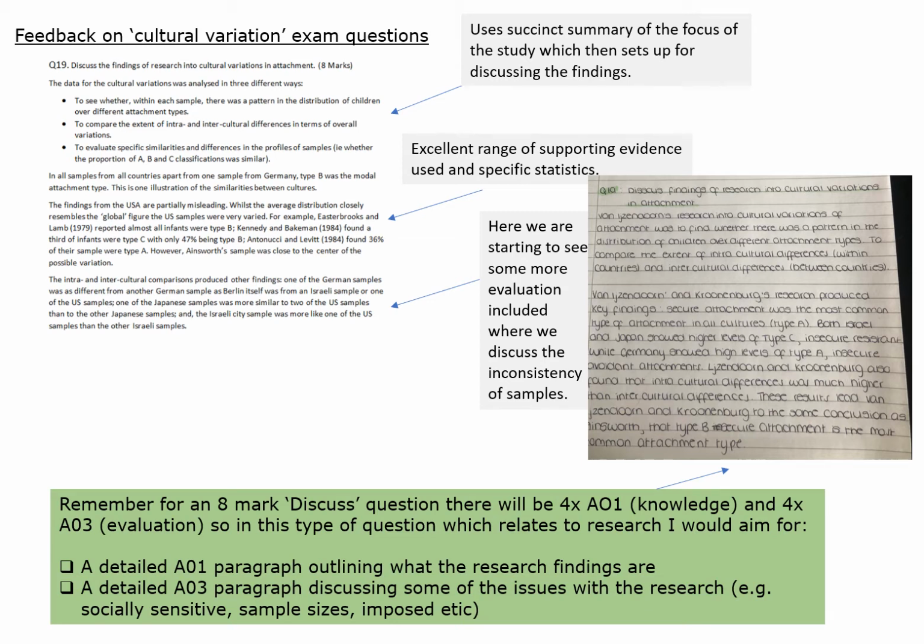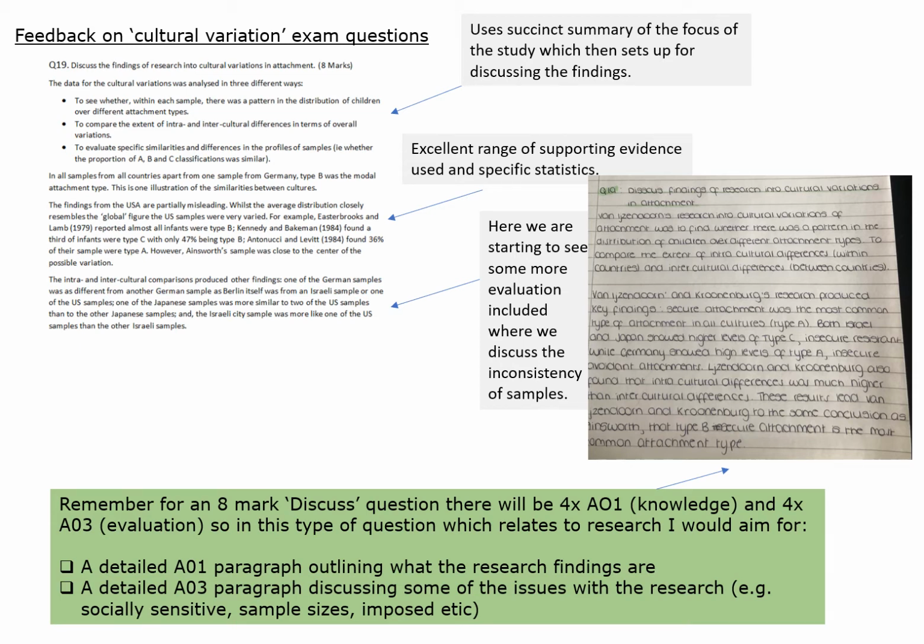So for example, is it socially sensitive research? Is it suggesting something about parenting that might cause distress? Are the sample sizes large enough? Or in this instance, where we're looking at cultural variation and using the strange situation in different cultures, is it an imposed etic? Remember, that question came up in our retrieval last lesson. And to demonstrate how you might think about structuring that, I've taken a little snapshot from Bethany's answer, which was great, where she's got a really nice AO1 paragraph there.